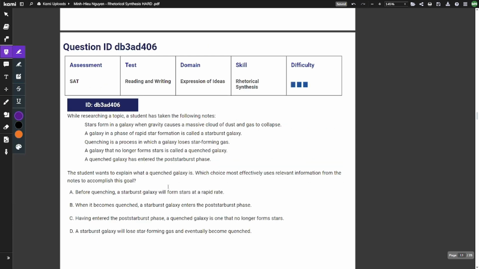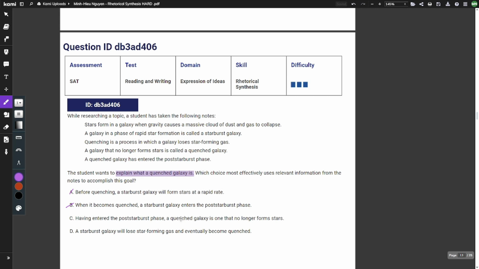Question number 11. Let's find out what the task is, which is to explain what a quenched galaxy is. Let's look at our answer choices. A. Before quenching, a starburst galaxy will form stars at a rapid rate. Cool, it talks about what happens before quenching, but it doesn't talk about what a quenched galaxy is, so it's not A. B. When it becomes quenched, a starburst galaxy enters the post-starburst phase. Cool, it talks about what happens after it becomes quenched, but it doesn't say what a quenched galaxy is, so it's not B.